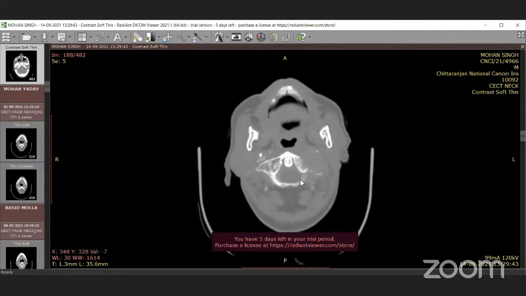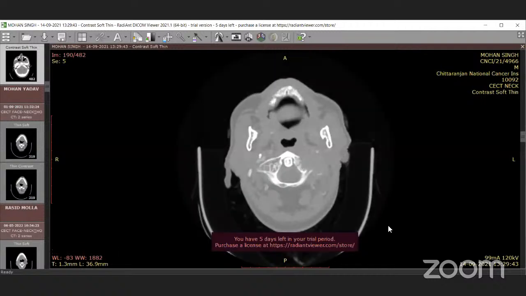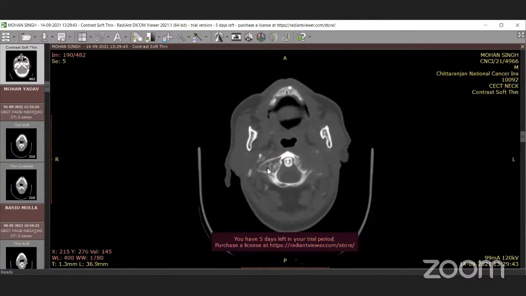This anatomical structure, I think everybody is very familiar with. There is a small dot and there is a ring. This is the odontoid process, and this is the C1 vertebra. I think you can appreciate there is some amount of vertebral erosion in this particular patient, and on the right side we can see the vertebral foramen. On the left side, there is soft tissue that has engulfed the vertebral foramen.